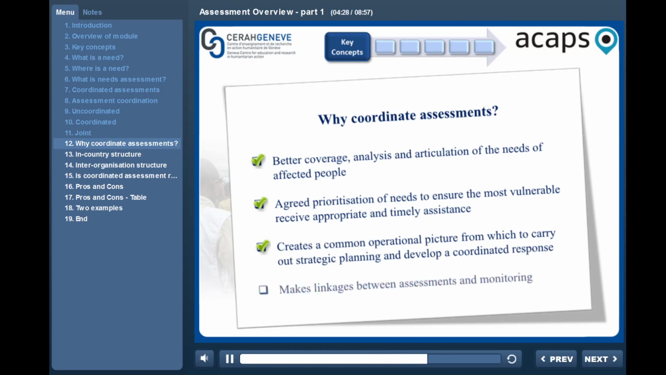It makes linkages between assessments and monitoring. Ultimately, it answers the questions: are we responding to the needs of the population, and how do needs change over time?